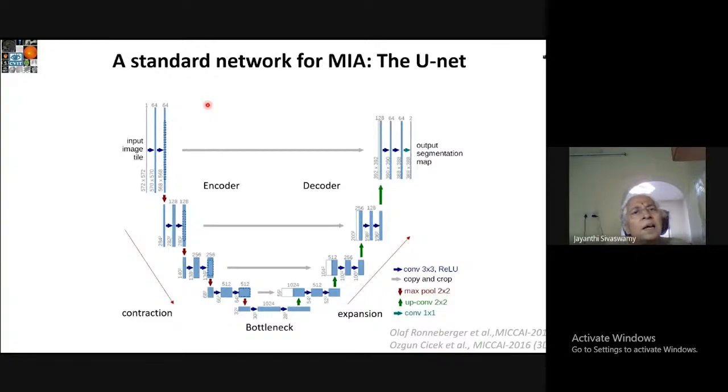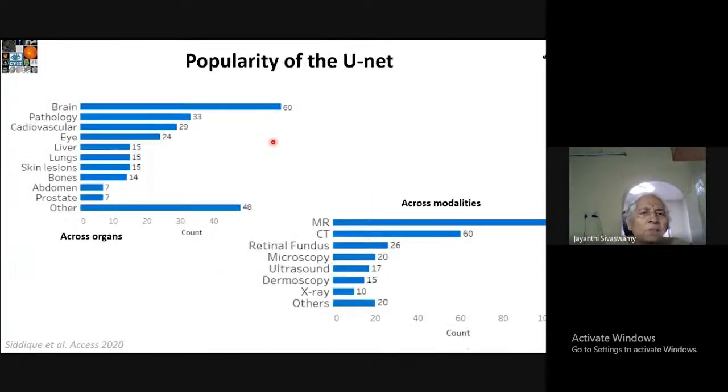So let's look at why I call this a standard network. It is extremely popular. So across organs, whether it is brain or abdomen or liver, it is used to do image analysis. So brain in general in medical imaging is the most studied organ. So you have a maximum number of papers devoted.